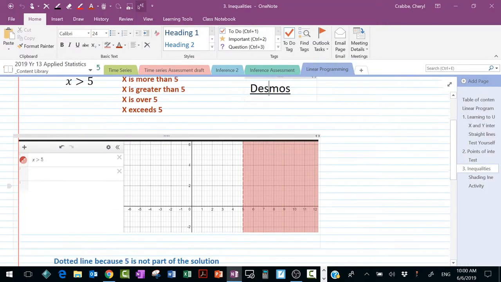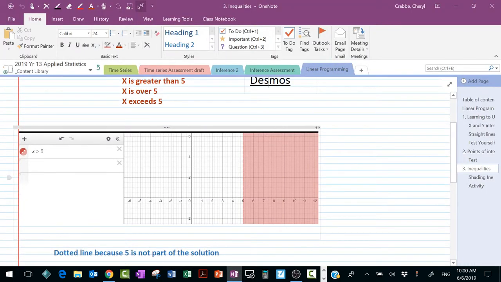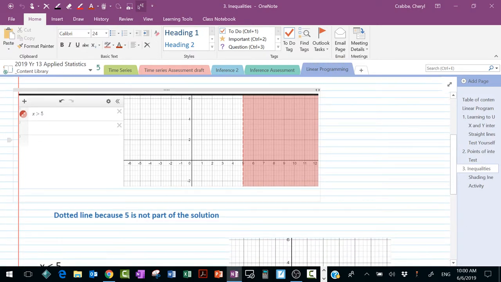So that's what this screenshot is showing you. Basically, it's the graph of x is greater than 5. We draw a straight line at x is 5, and you'll notice it's dotted, because 5 is not included as part of the solution. Since x has got to be bigger than 5, it can't include 5. So we shade everything on the right-hand side of 5. So that's the graph for x is greater than 5.